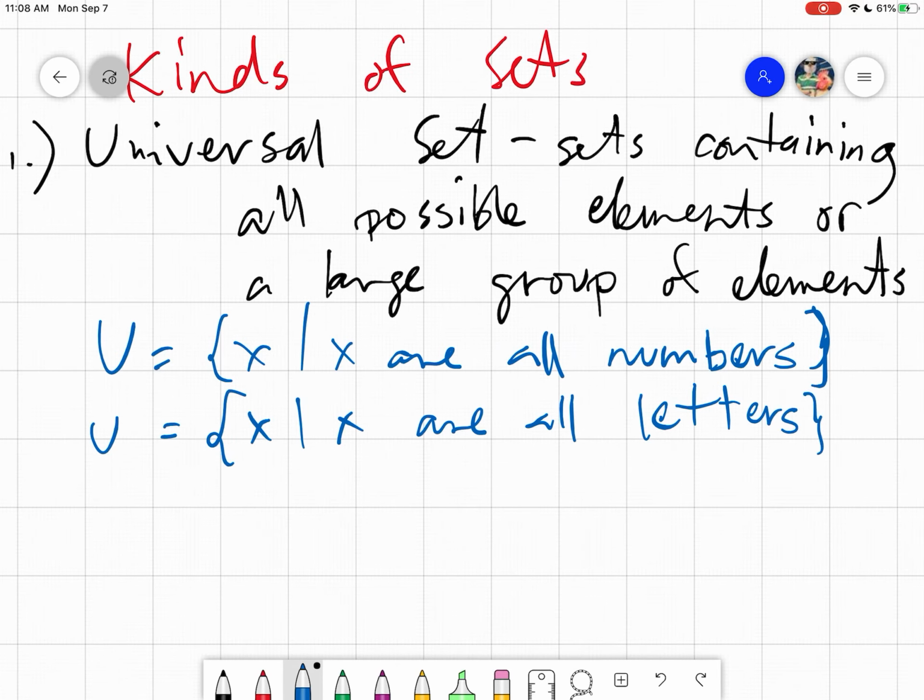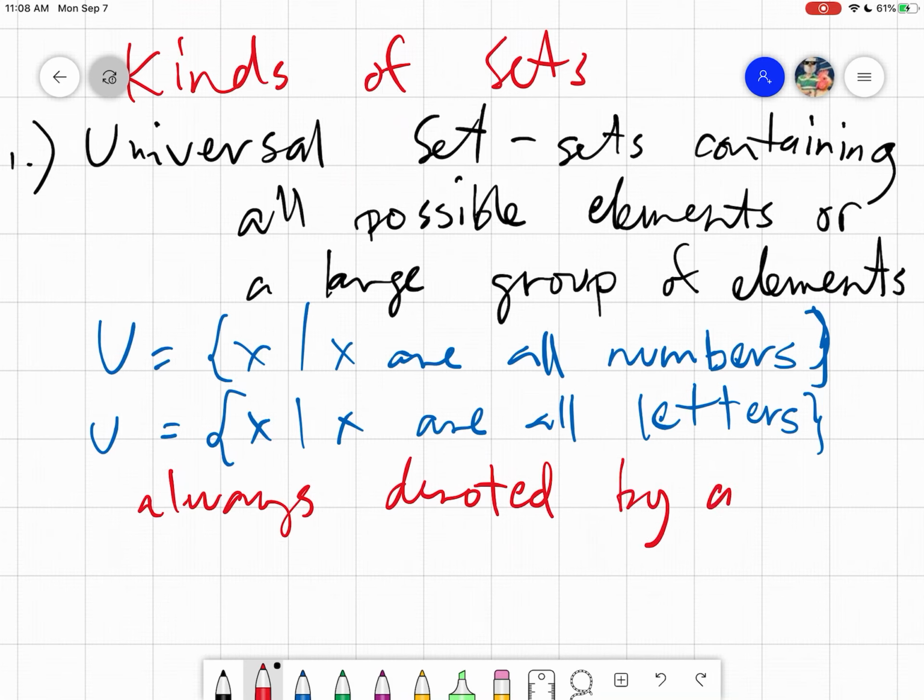And ang ating universal set is always denoted by a U, capital letter U. Okay?